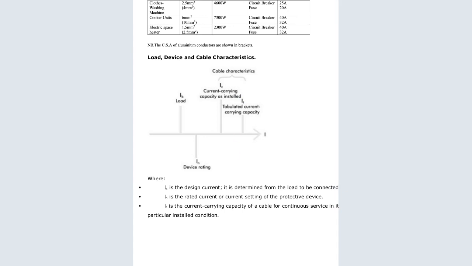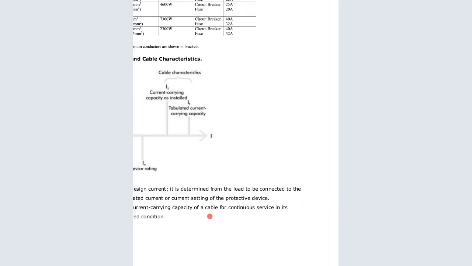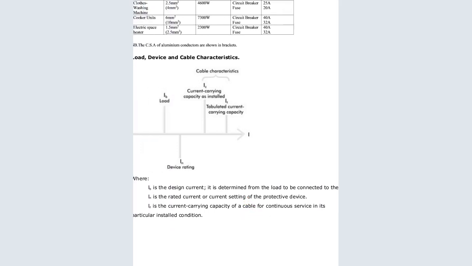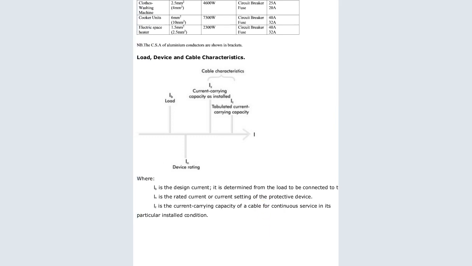Now the load, device, and cable characteristics. Now the device rating. You can see the characteristics of a device. That is the load. We can say IB, the device rating IN, the IZ, the current carrying conductor, the tabulated current capacity. You can remember those factors that we listed in the definitions. IB is the design current that is determined for the load to be connected, and then IN is the rated current or the current setting of the protective device. Then IZ is the current carrying capacity of the cable for continuous service in this particular installation condition.